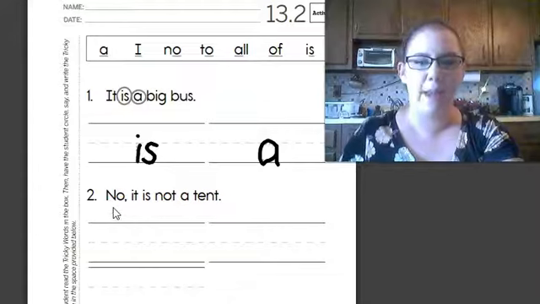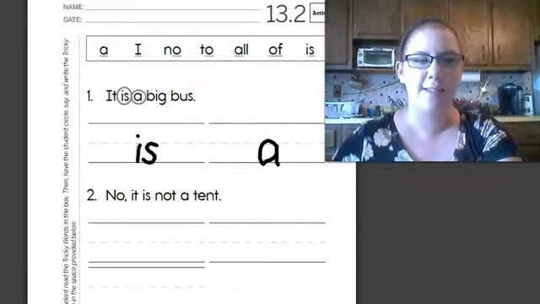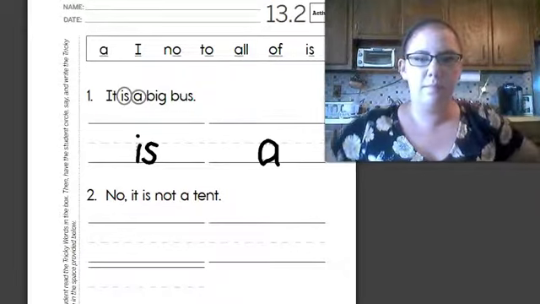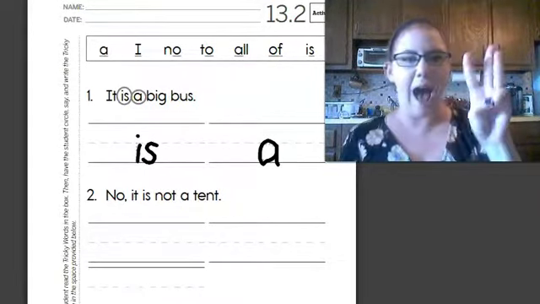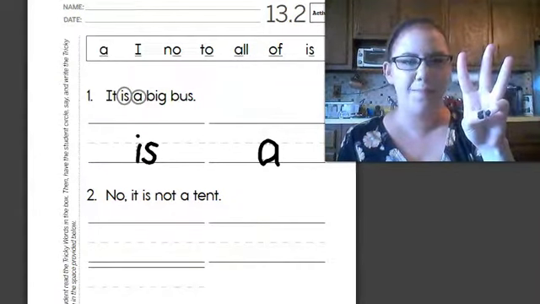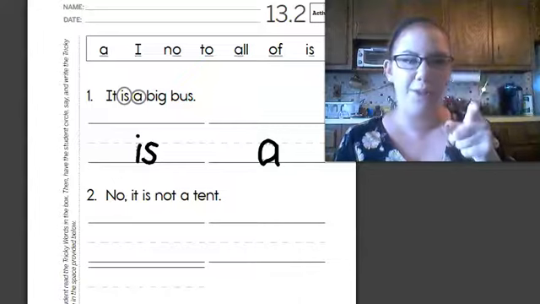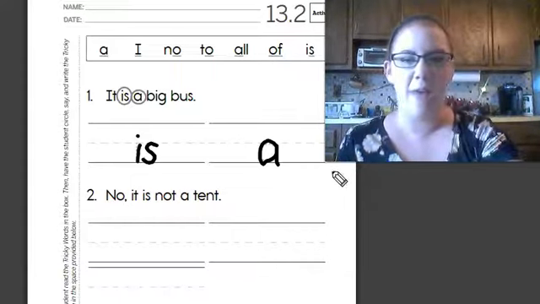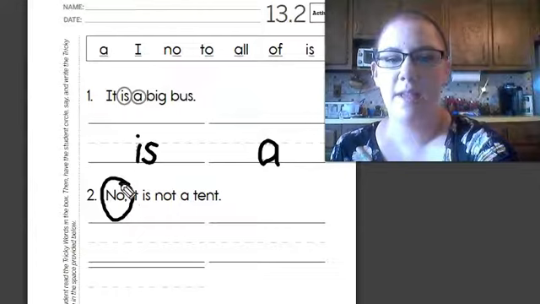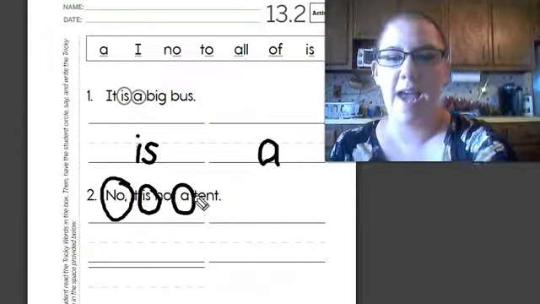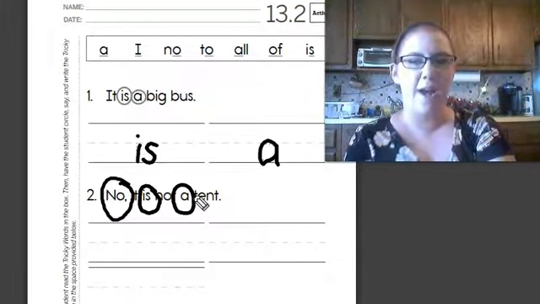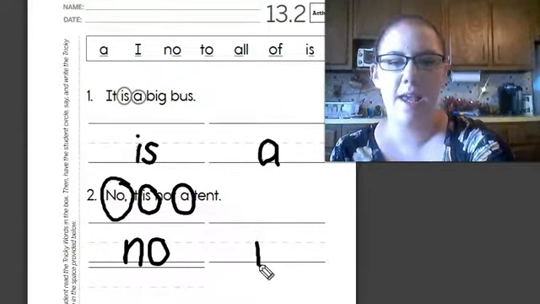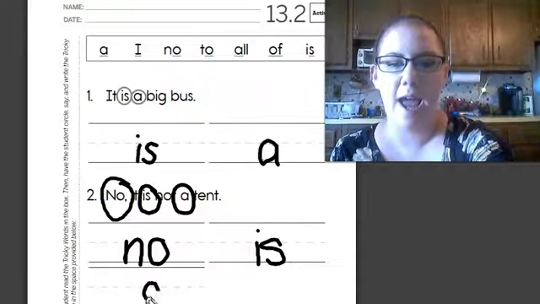Let's look at number 2 and see what tricky words we can find. Tell me how many you see. I see 3 tricky words. If you saw 3 tricky words too, you're right. Let's circle those 3 tricky words. I found no, is, and a. After I circle them, I'm going to write them on the line. No, is, and a.